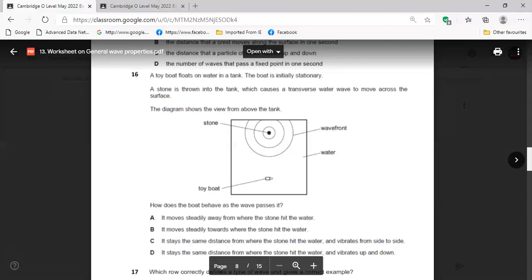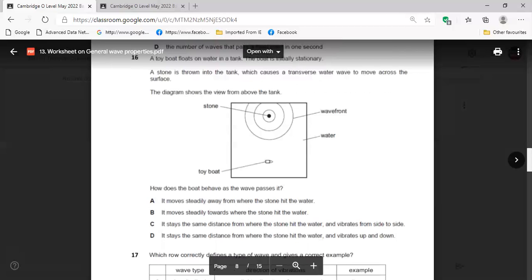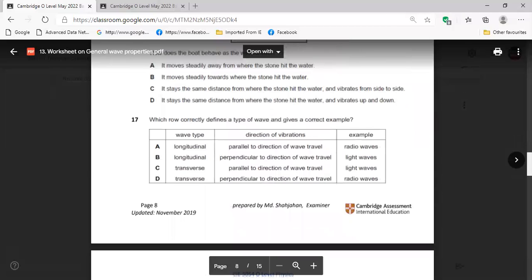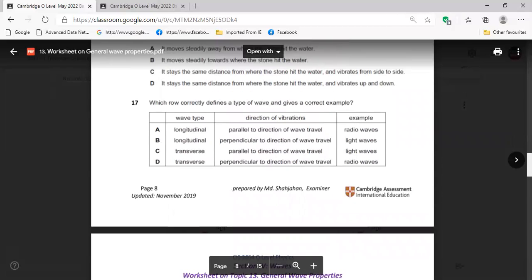The second part is about the water wave. Water wave we know vibrates up and down. That is a transverse wave, isn't it? Yes, sir. So along with both pieces of information, our answer is correct. Is it clear? Yes, sir. Then now continue 17.